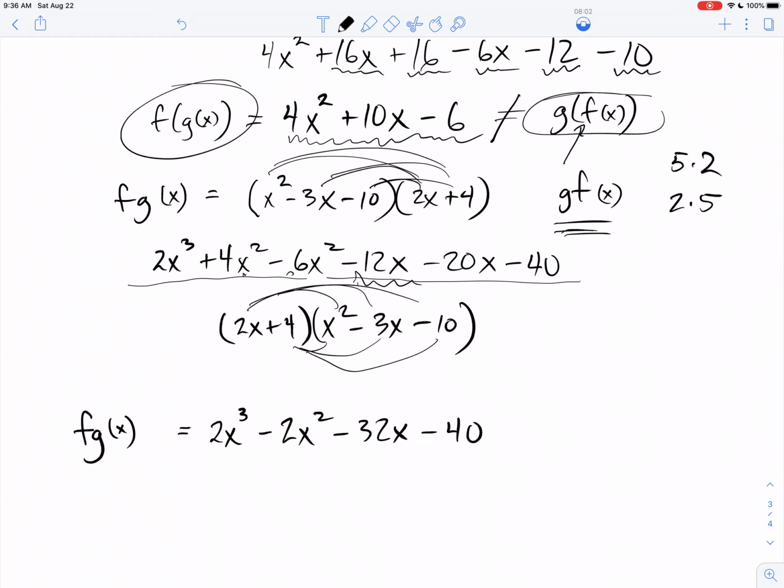So I'm multiplying it. Now let me ask you, do you see the GCF in that thing? Yeah, there's a 2, but don't take it out. They did not ask you to factor. They asked you to evaluate functions.